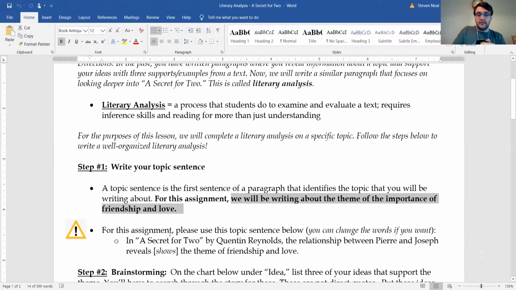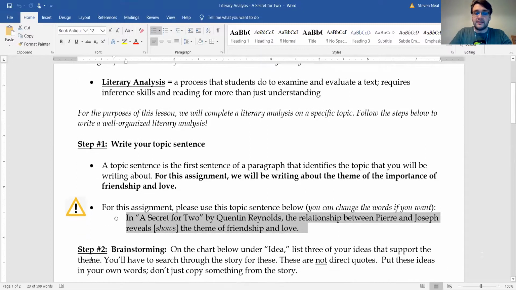For this assignment, I want you to use this topic sentence below. I'm already giving you a topic sentence. Since this is a new style of writing that we've never done before in class, I want to give this to you. You are welcome to change around the words if you want. But I want you to use this as your topic sentence. In A Secret for Two by Quentin Reynolds, the relationship between Pierre and Joseph reveals the theme of friendship and love.